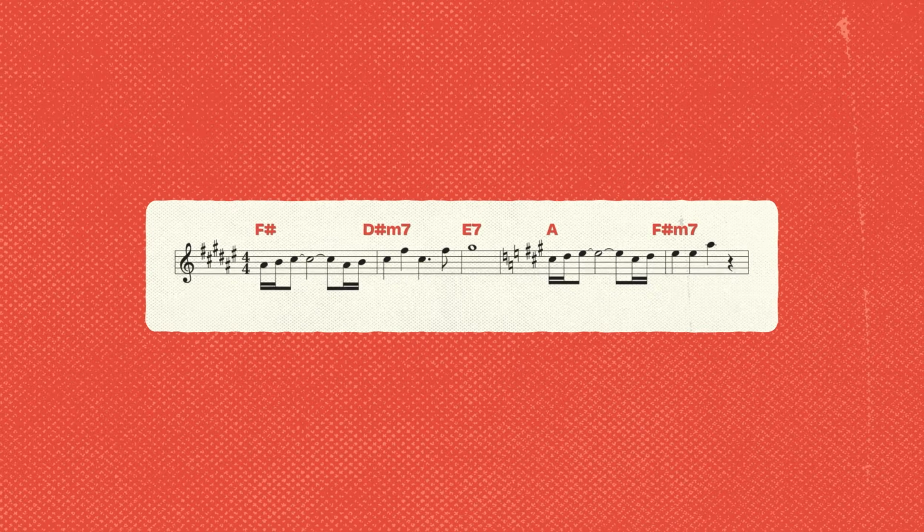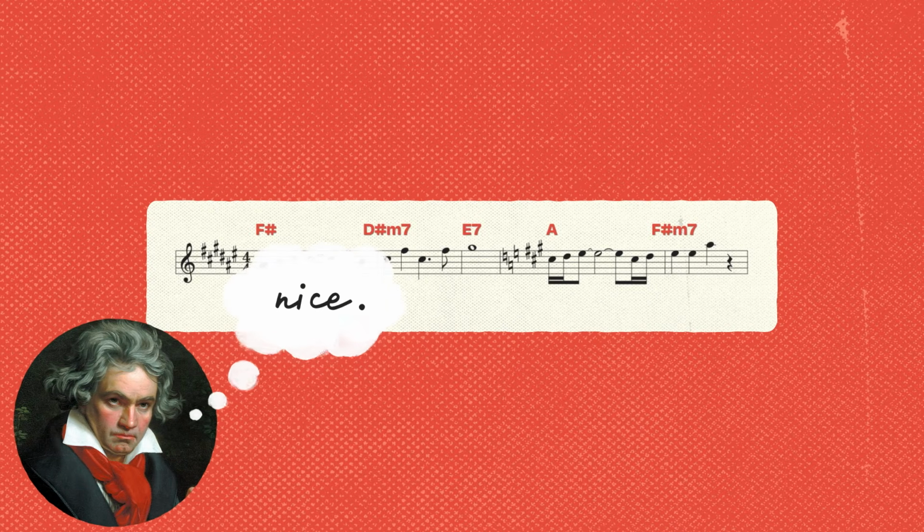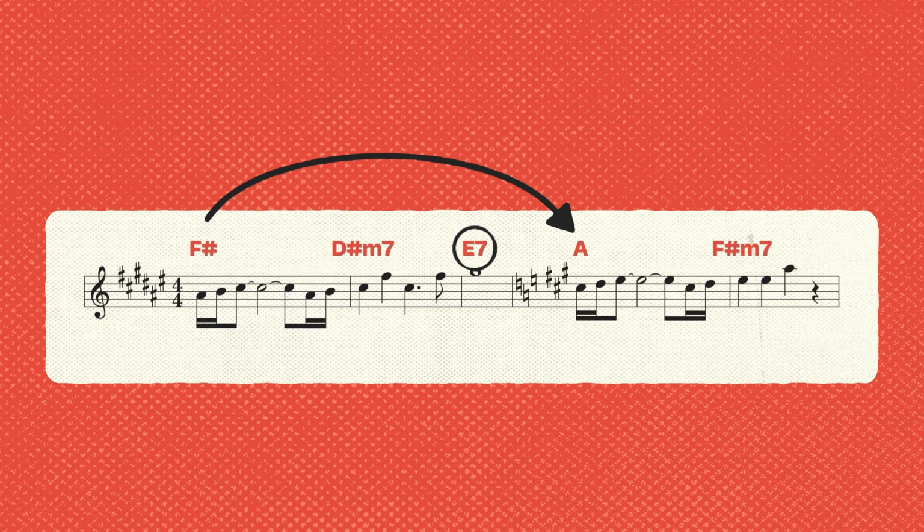Now, my question for you is, why is this example from Reflection different from the other Disney songs we've listened to thus far? You see, this time the chord progression is more fleshed out, like in the Beethoven piece. Instead of going from F sharp major directly to A major, there's an E7 chord in between. And that E7 sounds amazing because it works so well in both keys.